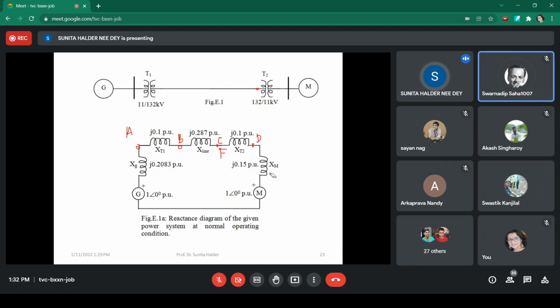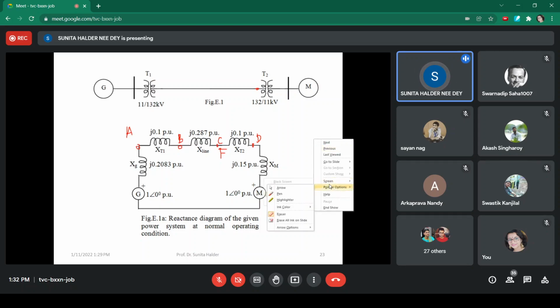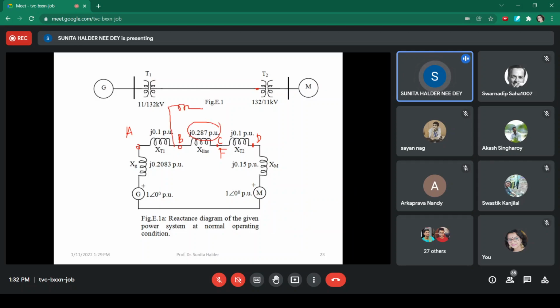If I say the fault is at the middle of the transmission line, then we have to divide this reactance into two parts, say, for example, 0.14 and 0.14, right? We have to separate it in this way. Then this will be the fault point. We shall connect it to ground.